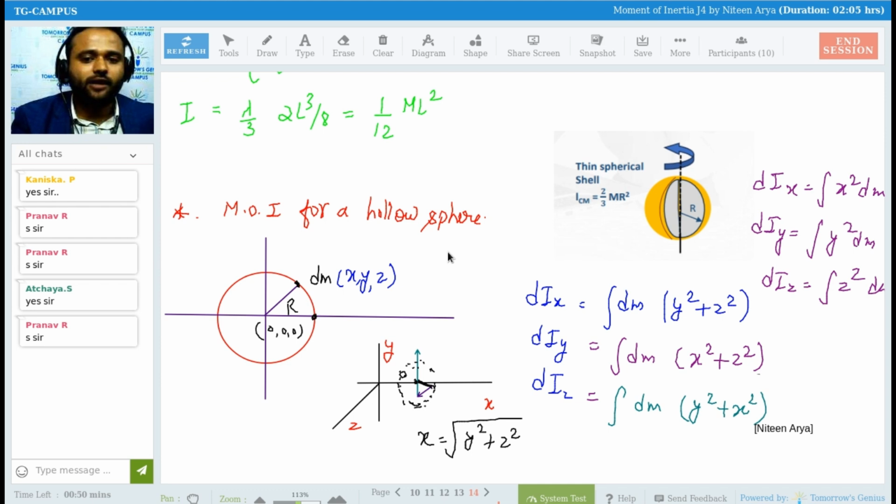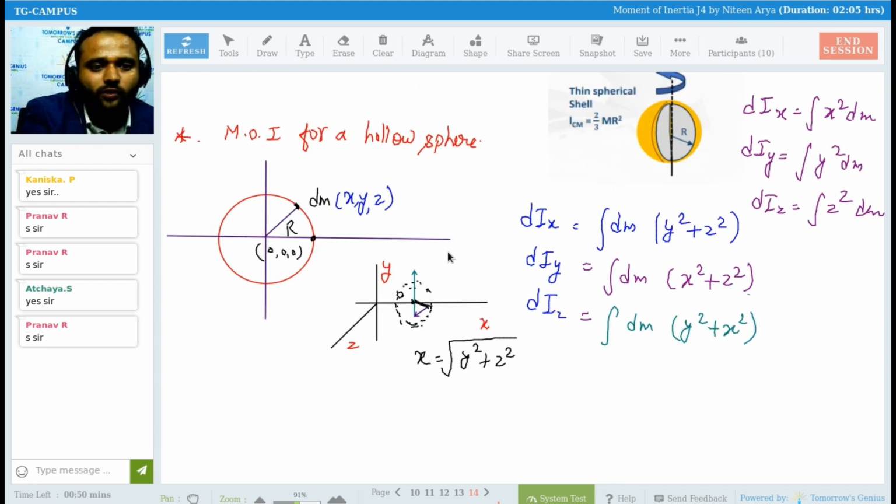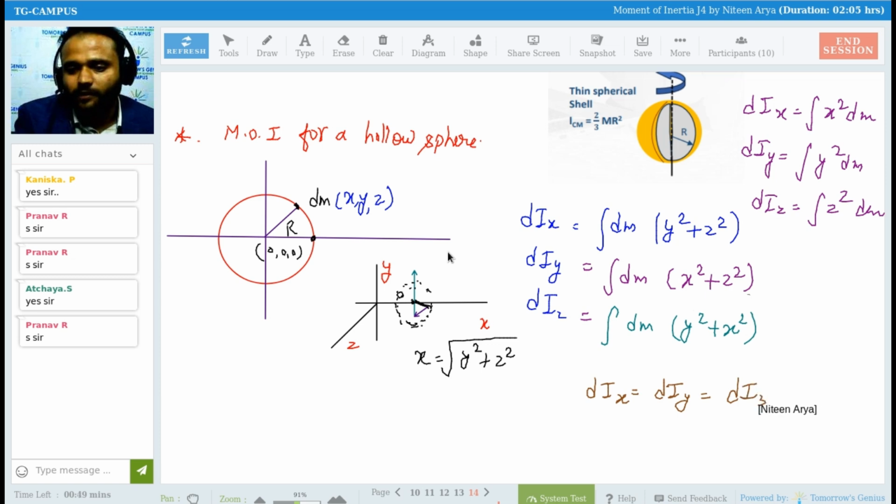Now you can see dIx, dIy, dIz is going to be constant because it is rotating in this hollow sphere only. So either you can find dIx, dIy, or dIz. And if you want to find the net total moment of inertia of this hollow sphere, thin shell, rotating around this axis, how can I write? First of all, this dIx, dIy, and then dIz are going to be equal.